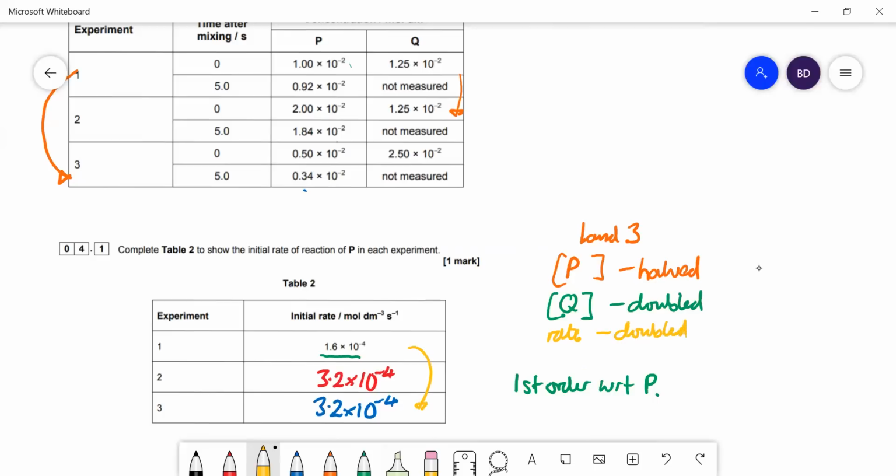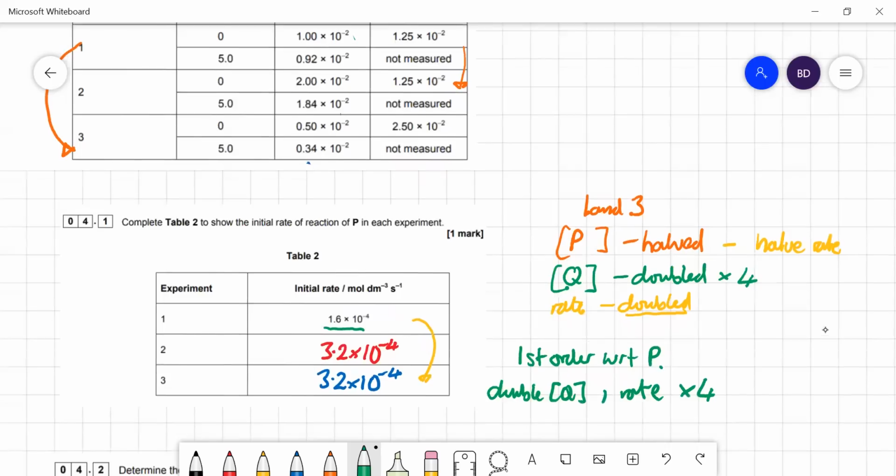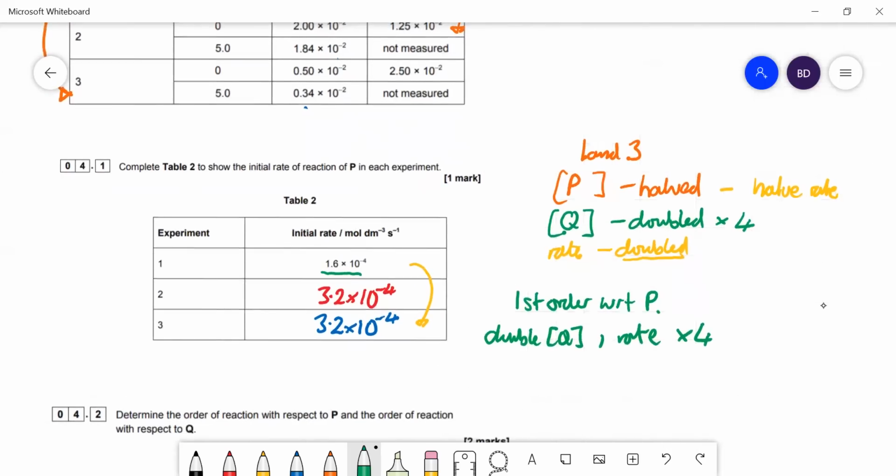Now, this is the tricky bit. Halving P should halve the rate. But the rate doesn't halve, it actually doubles. So that means whatever you've done with Q has made it quadruple. So we can say doubling the concentration of Q makes the rate go 4 times faster. So that means it's got to be second order with respect to Q.